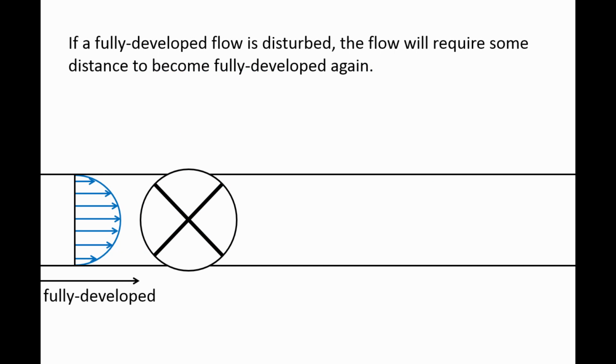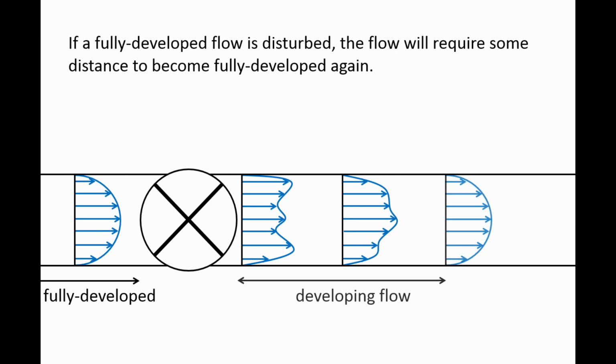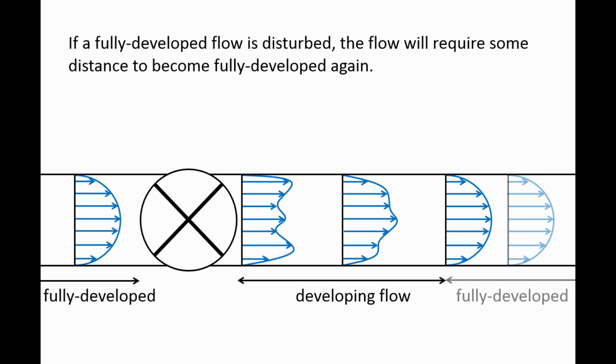If a fully developed flow is disturbed, the flow will require some distance to become fully developed again. Here we have a fully developed laminar flow entering a valve. Immediately following the valve, the velocity profile is disturbed greatly. However, as the flow progresses down the pipe, it will begin to regain its characteristic parabolic shape. Notice that while the flow is developing, the velocity profile changes in the axial direction. Once the parabolic shape is restored, the flow is once again fully developed and does not vary in the axial direction.